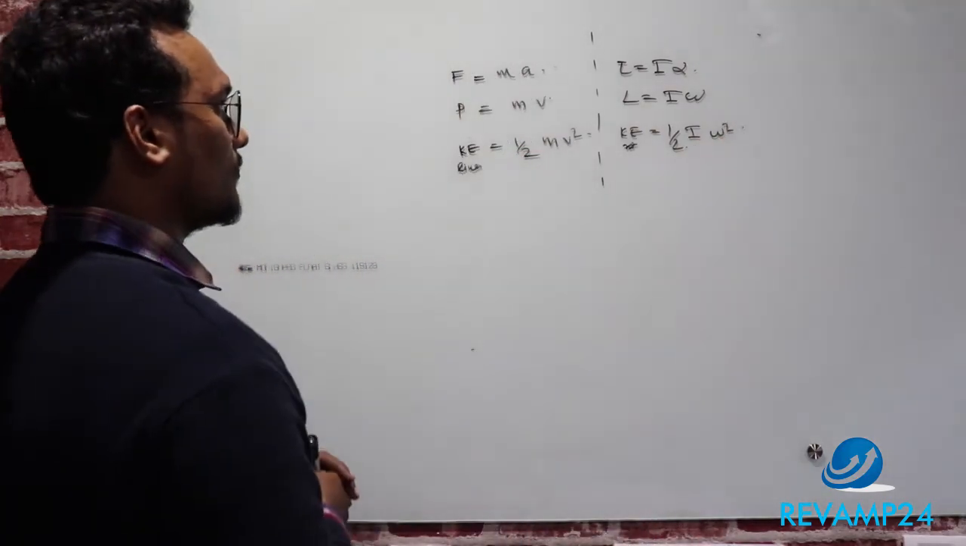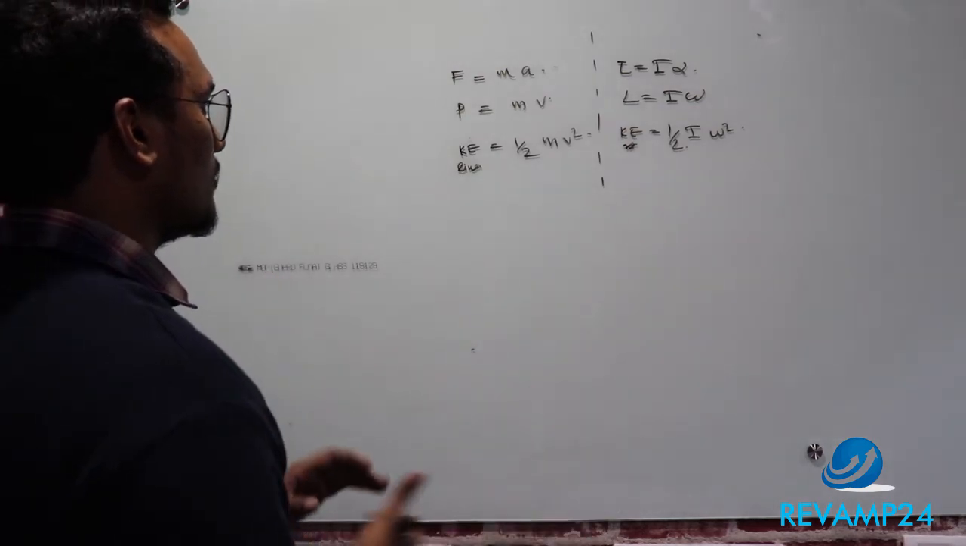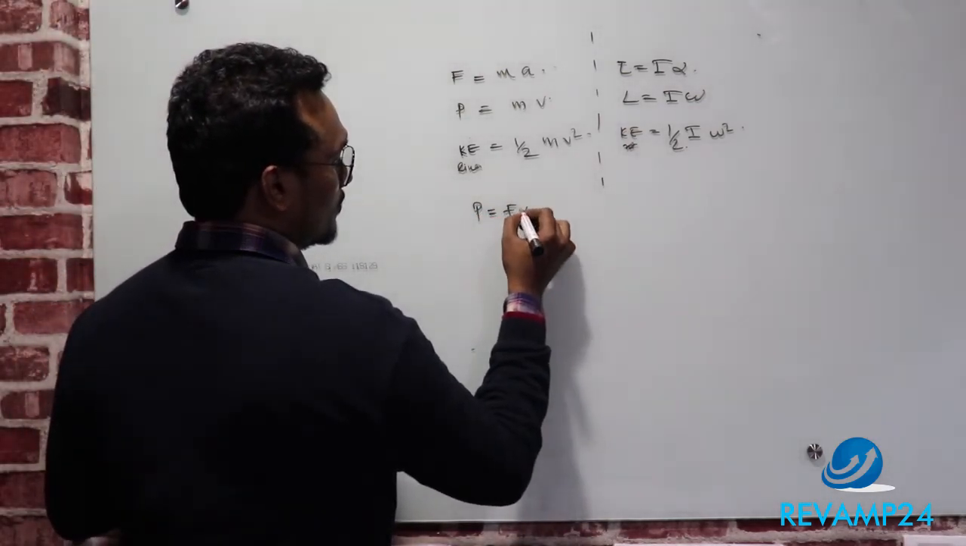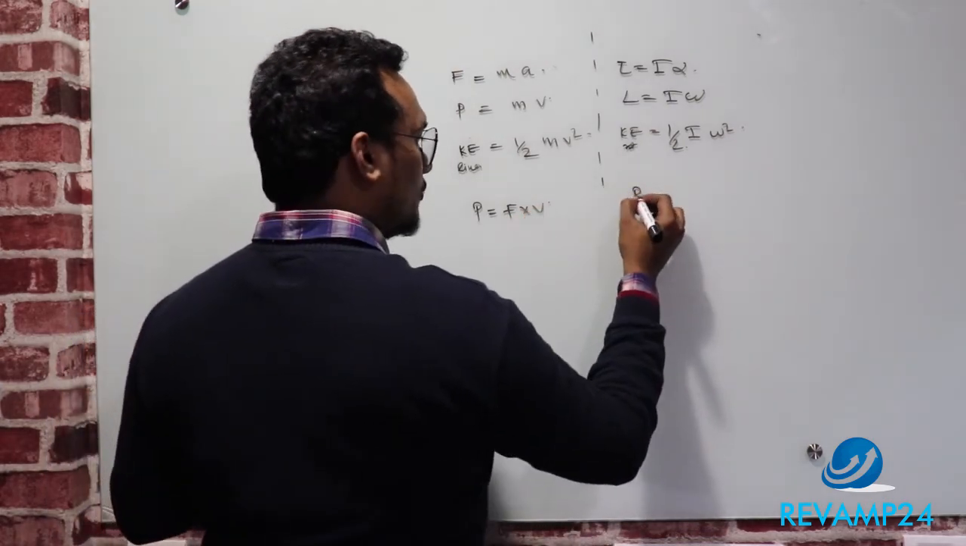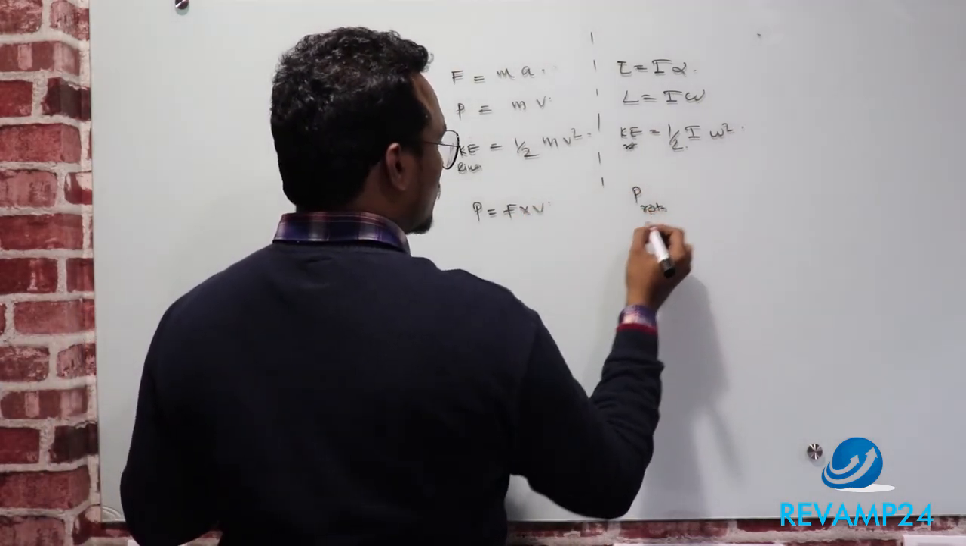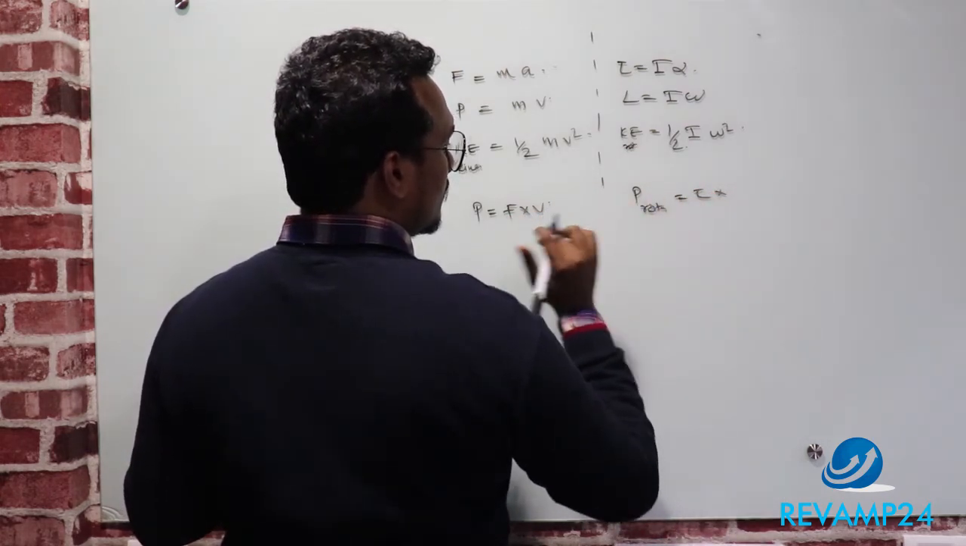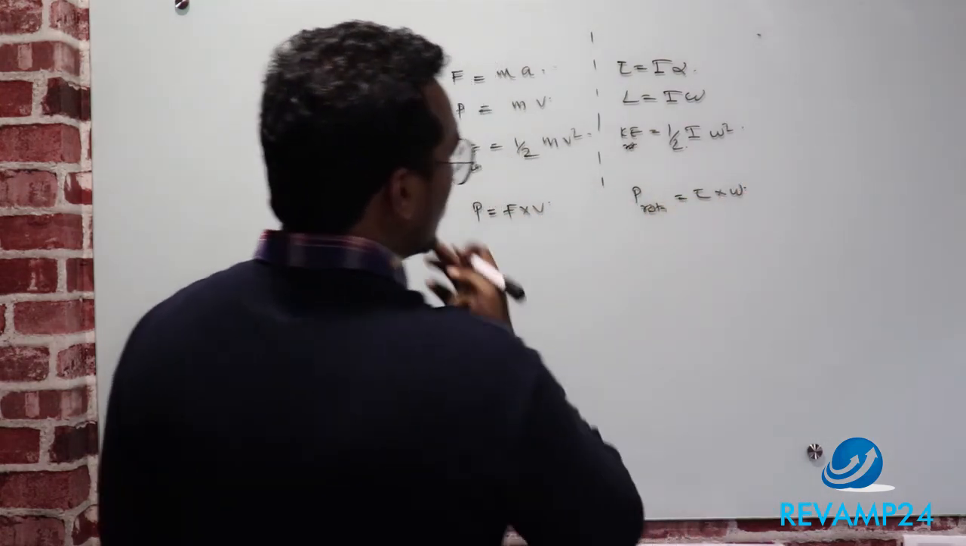Along with that you can derive many other equations. Power is equal to force into velocity. Here, the power associated with rotational motion is equal to, instead of force, torque, into, instead of velocity, angular velocity.